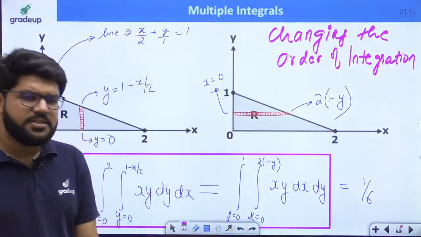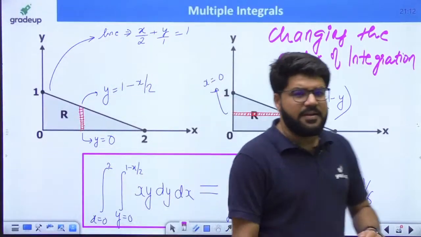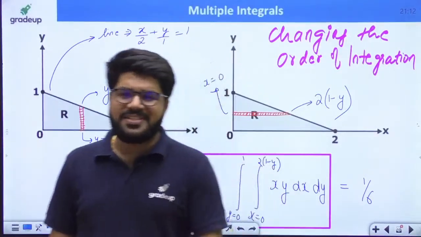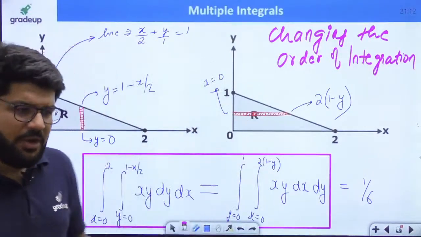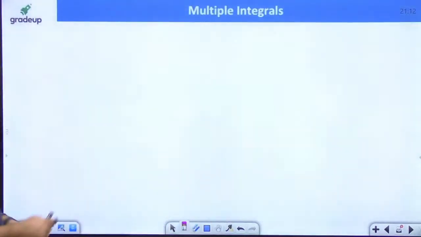Now let's try some more problems directly on order of integration. As I told you, in multiple integrals I wanted to cover order of integration, which I am covering today, and then I will start with the areas. The class is actually on areas, but first I am covering order of integration.